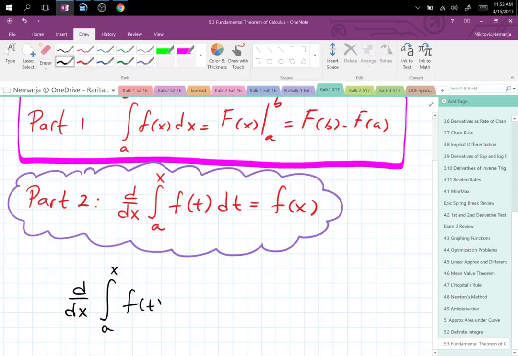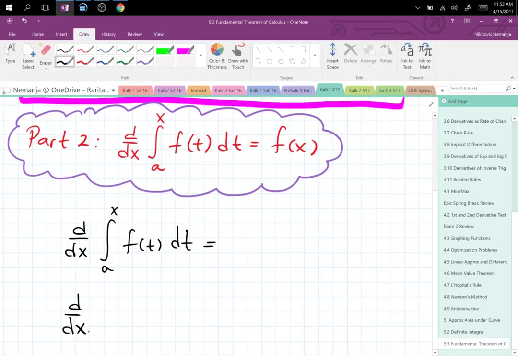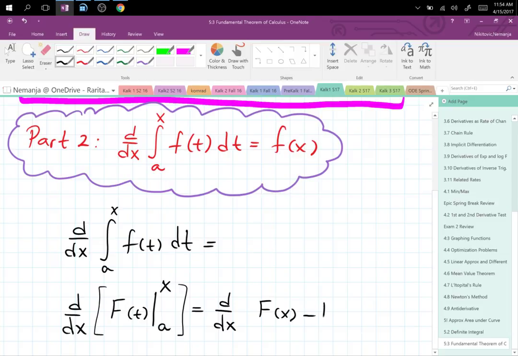I am going to now simply compute this. I'm going to copy the derivative, and we know that the integral of the function is the antiderivative, which is a capital F, computed from a to x. Now that goes into these brackets because I am yet to take the derivative of it. Now when I plug in the limits using the theorem part 1, I get capital F of x minus capital F of a, and I still have to take the derivative of all of that.